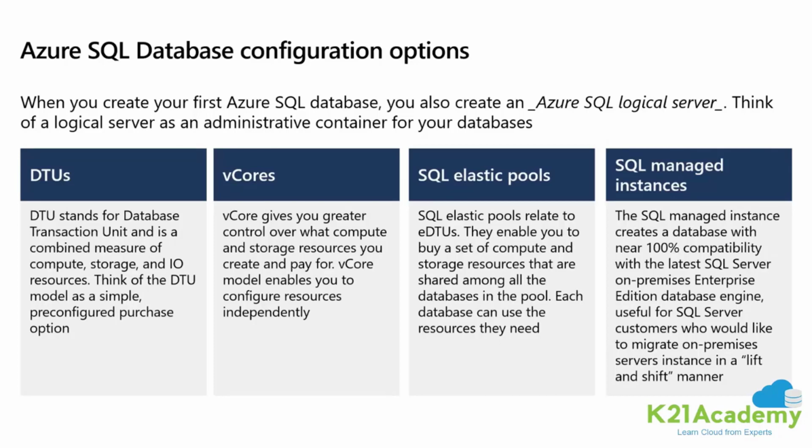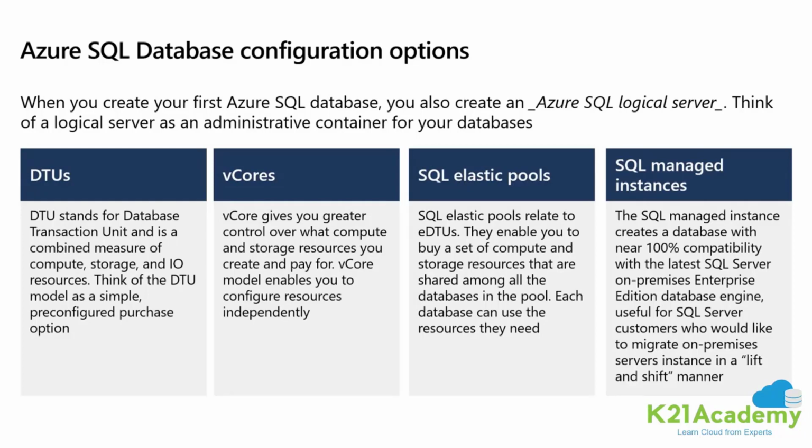Now, if you want more control, you want that, okay, no, we don't want a combination of compute, storage, IOPS. We want that I should be in control of my compute and storage should be separate. Meaning compute and storage concepts should be separate. They should not be combined together in one number. You should be able to select the compute separately and storage separately. Then we go for vCore based pricing. And virtual core based pricing gives more control over what compute and storage resources you create and pay for. So vCore model enables you to configure resources independently.